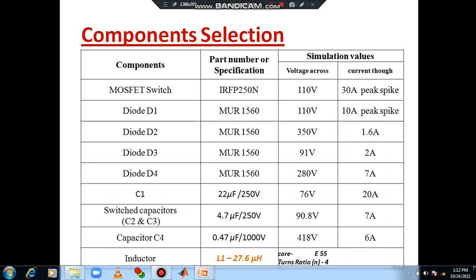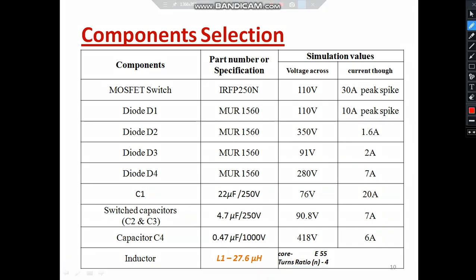Later on I did the MATLAB simulation. Based on the MATLAB simulation, I found out the ratings for the MOSFET. For example, I have calculated the voltage across the MOSFET and the current through the MOSFET. Based on that, I found out IRFP250N is the suitable choice. Likewise, I found out the availability of different components in the market.